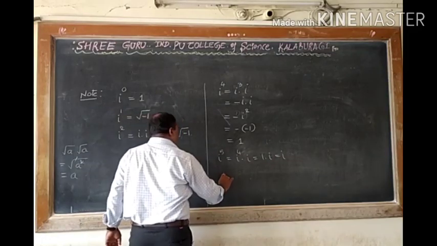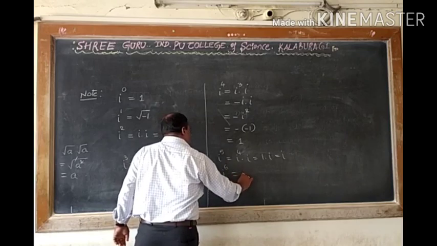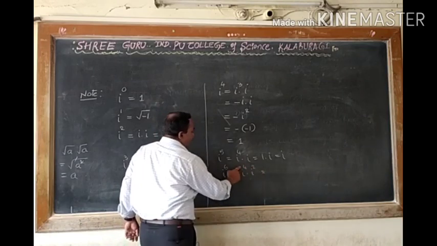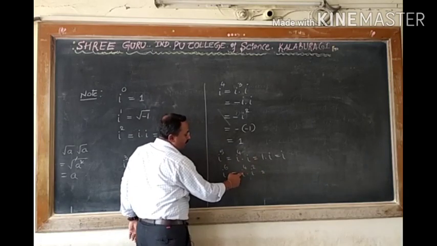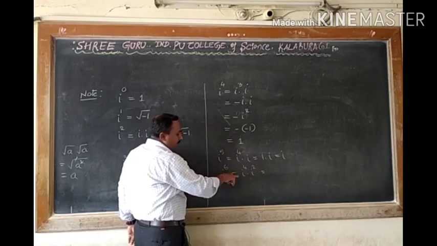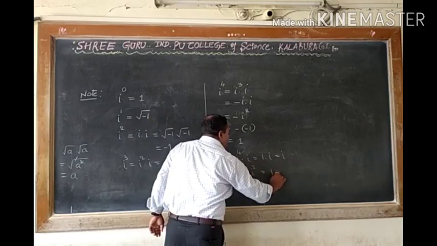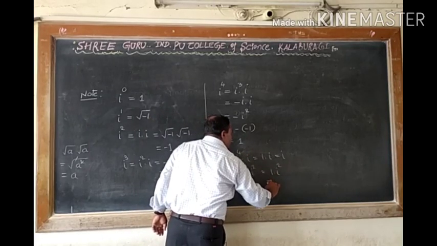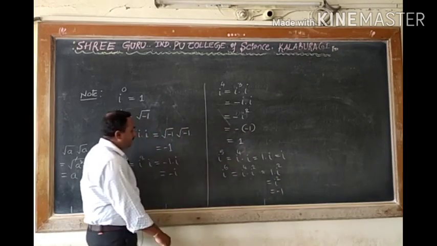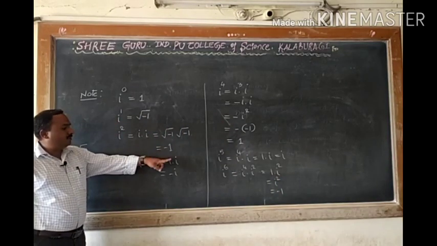Next, i to the power 6. Express it as i to the power 4 into i squared, or otherwise i to the power 5 into i. Anyway, i to the power 4 is 1, so 1 into i squared. The value of i squared is minus 1.